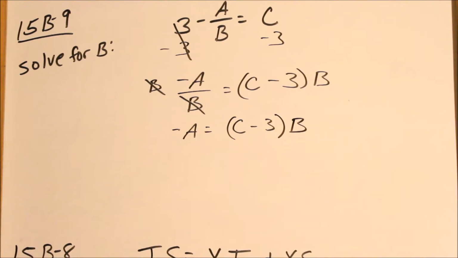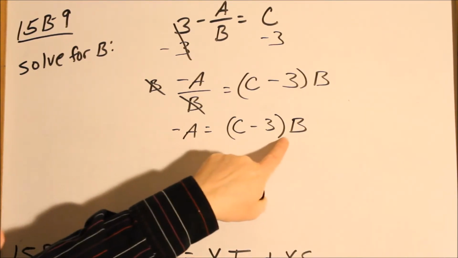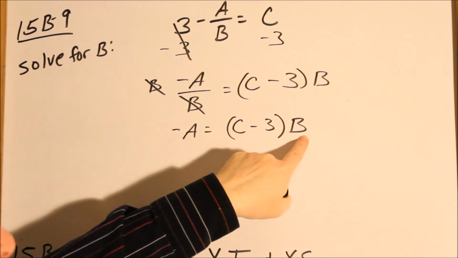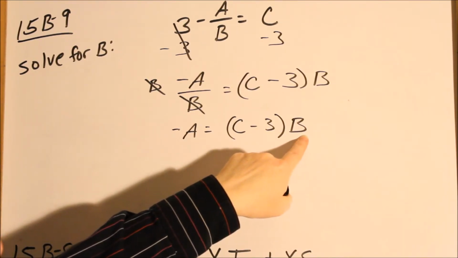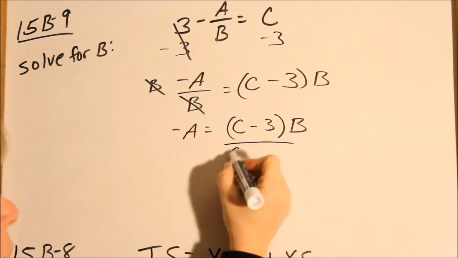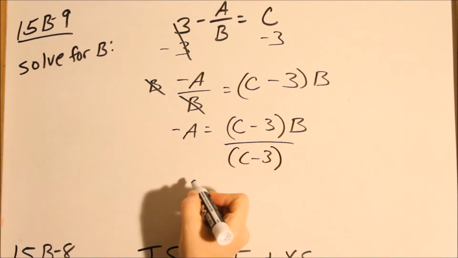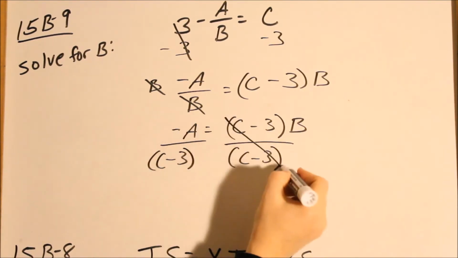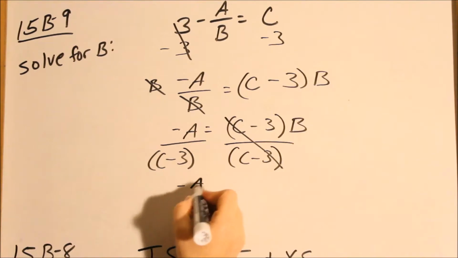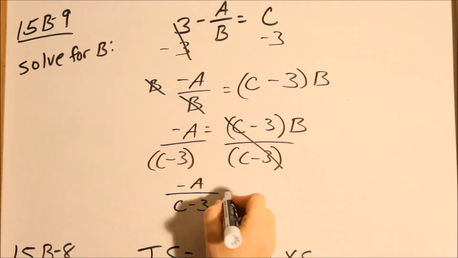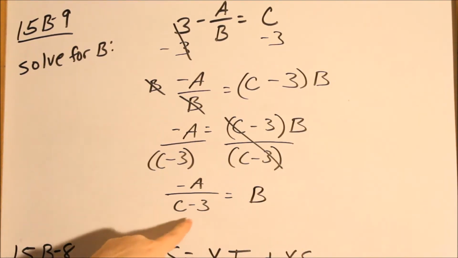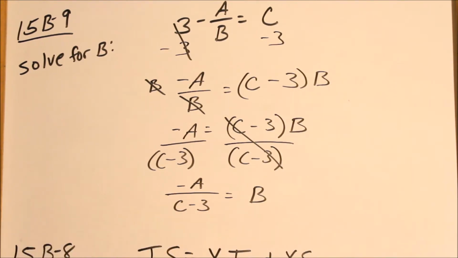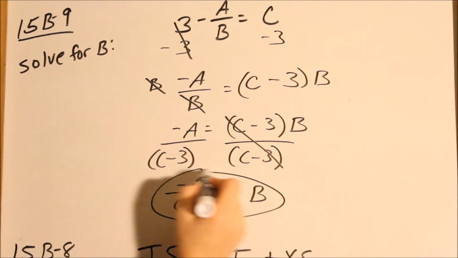And remember, we're solving for B, which means we need to get rid of this whole parentheses. Okay, this whole parentheses is being multiplied to B, so we need to do the opposite of multiplication, which is division. So that whole parentheses needs to be divided away, so it'll cancel. Well, you have to also do that to the other side of the equation. So that goes away. So now you can see you have negative A over C minus 3. And I wouldn't worry too much about what form they have it in. The idea is just to get B over here by itself and everything else on the other side.